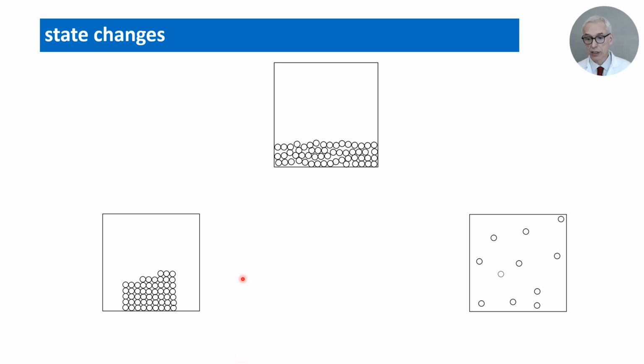So let's name specific state changes. Solid to liquid, liquid to gas, gas to liquid, and liquid to solid. Pause, write down the names, come back when you're ready.